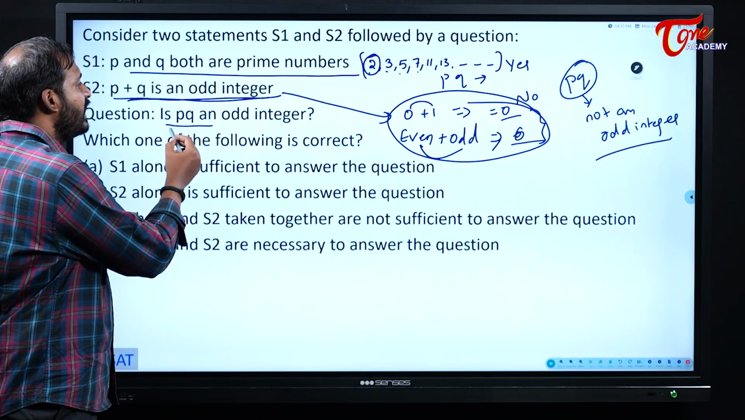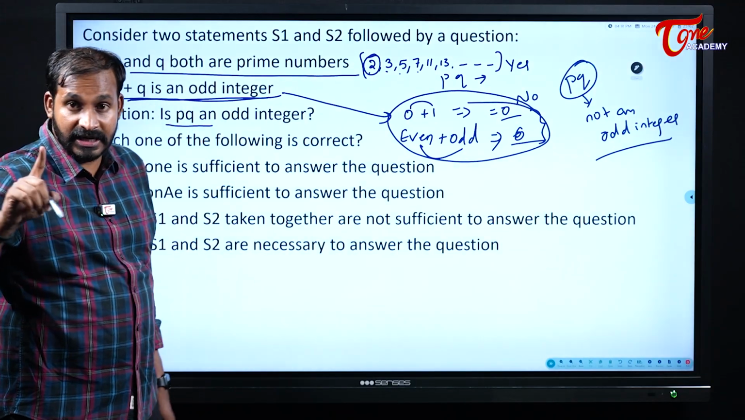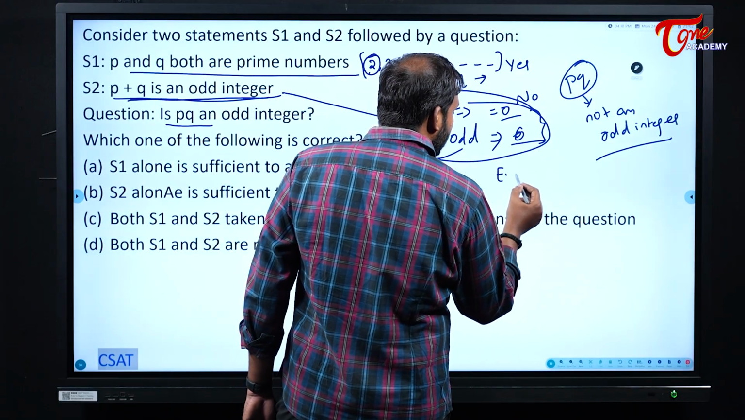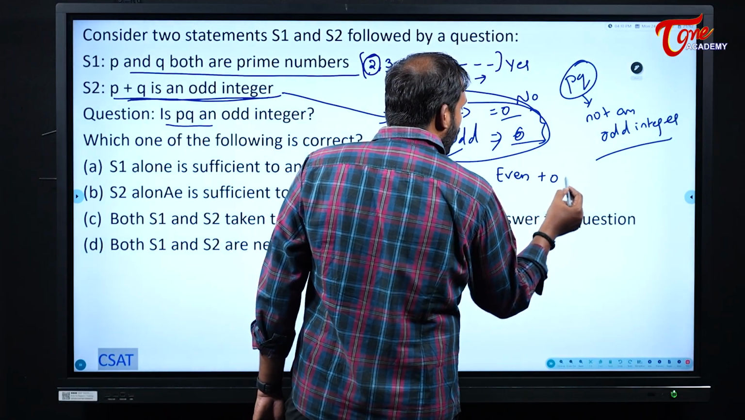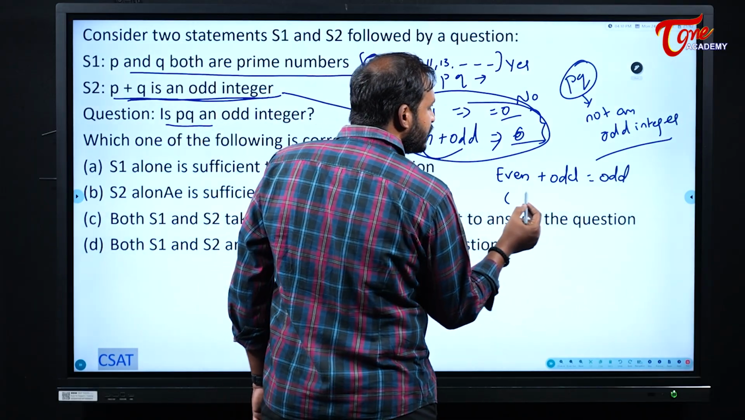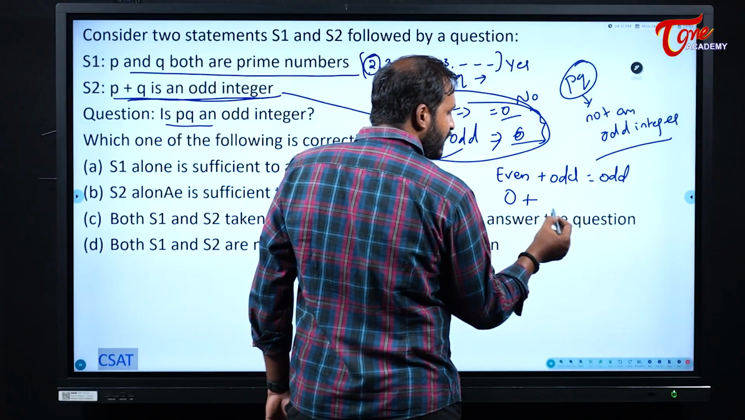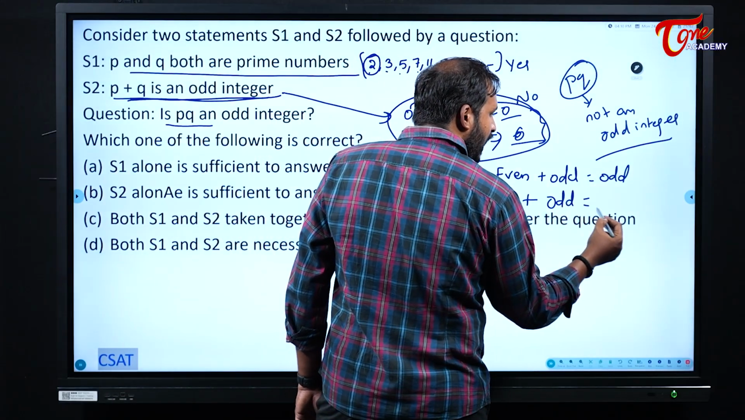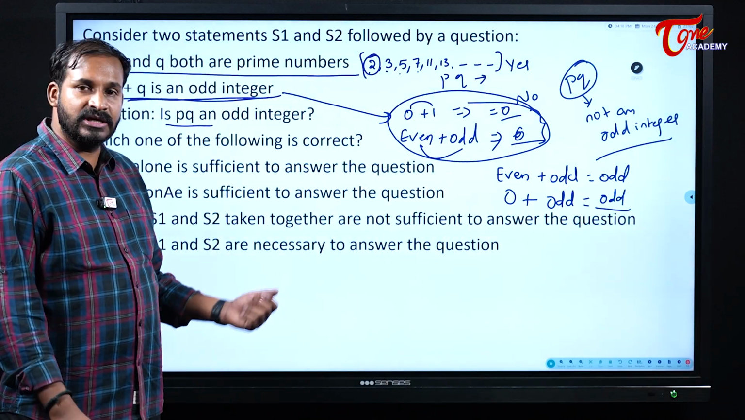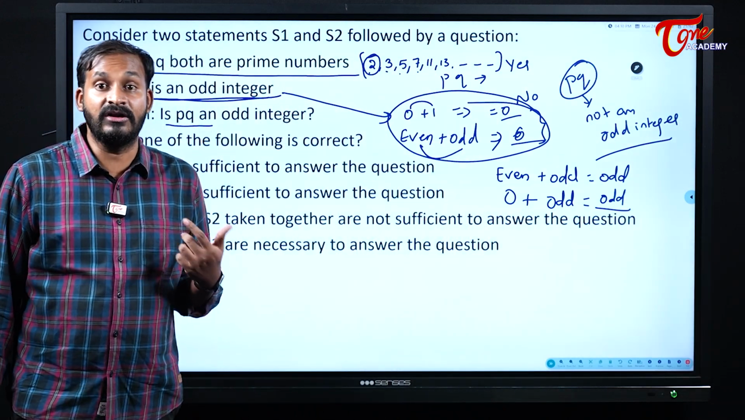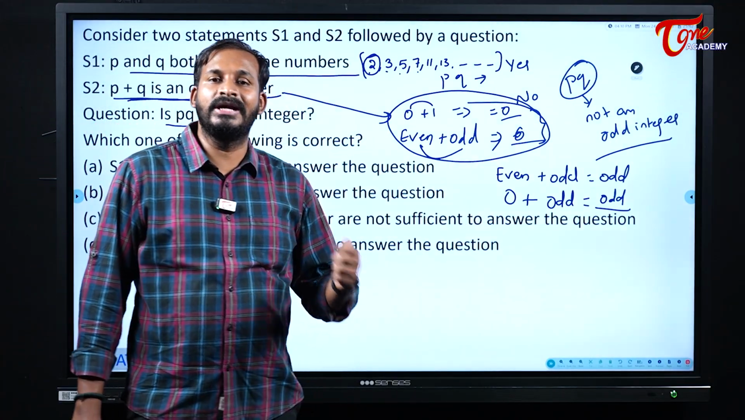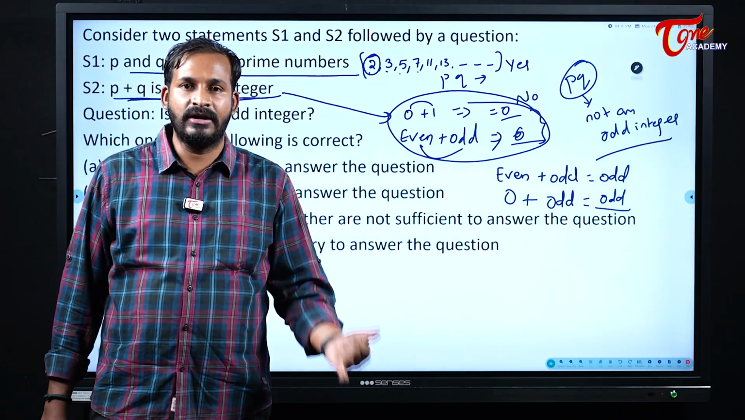Why? Because when will I get an odd integer, tell me. Earlier also we discussed, when we add an even number with an odd number, then only we will get an odd integer. Or else the other choice is 0 with an odd integer, we will get an odd integer. Why? Because 0 is also an integer, but it is not an odd integer. Remember this carefully. Now, even into odd, what will we get? Always an even number. So, not an odd integer.